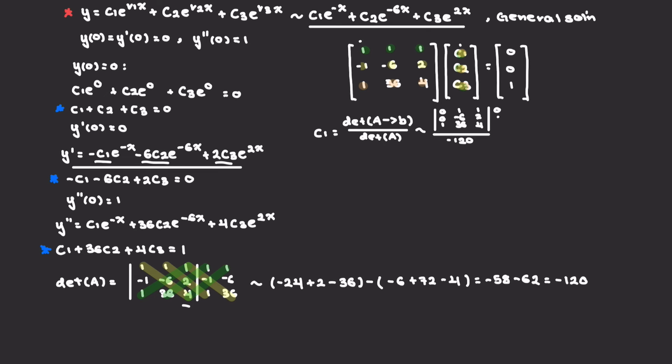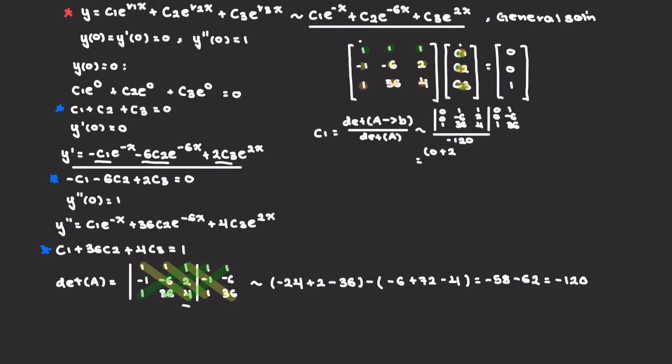So using the same method, the Sarrus method, let's put the first two columns behind here and do the multiplication. And so remember, 0 times -6 times 4 is 0, 1 times 2 times 1 is just 2.